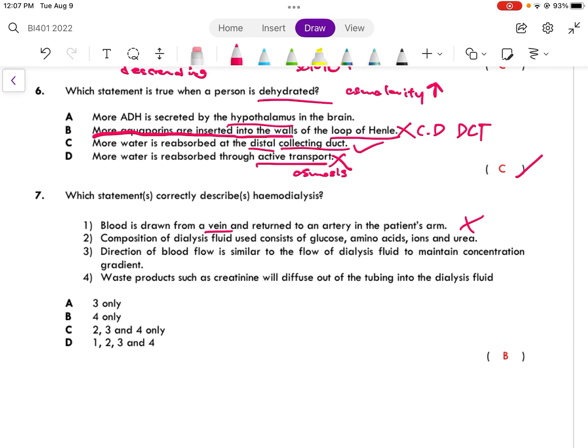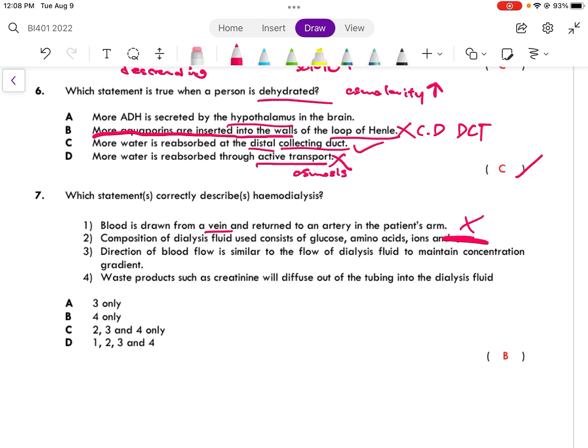Statement 2. Composition of dialysis fluid used consists of glucose, amino acids, ions, and urea. Okay, dialysis fluid shouldn't have urea. You don't want it to have urea so that you can establish a concentration gradient. The blood that contains urea will end up having the urea diffuse out into the dialysis fluid.